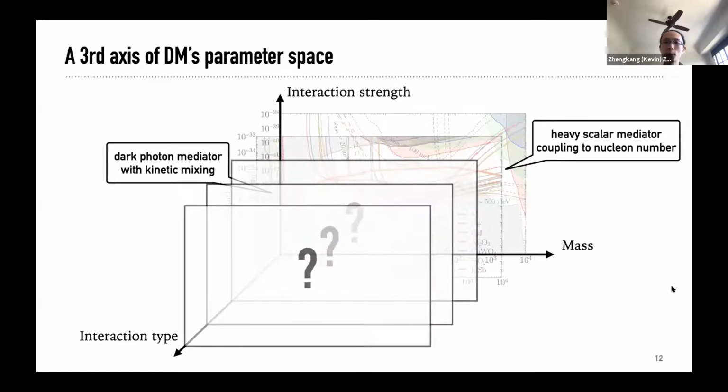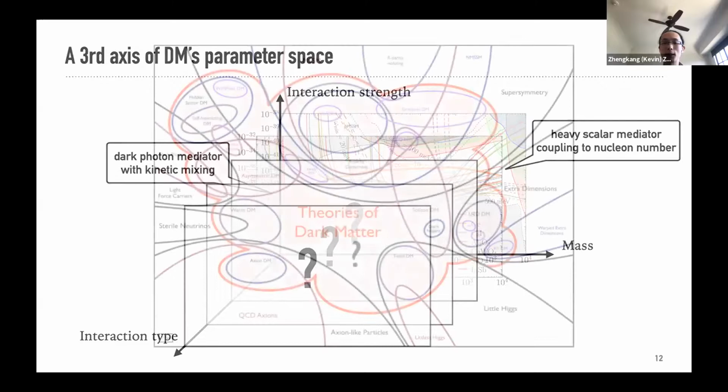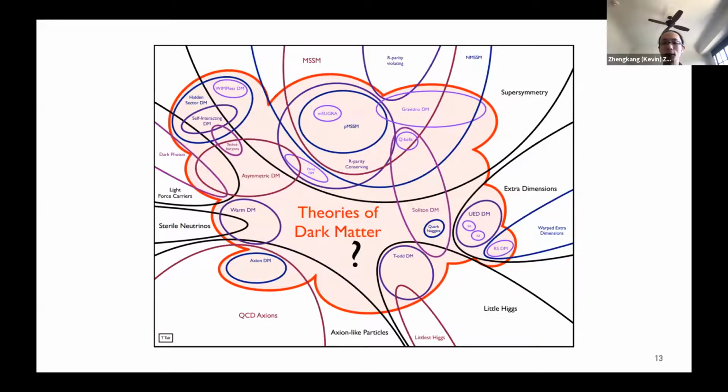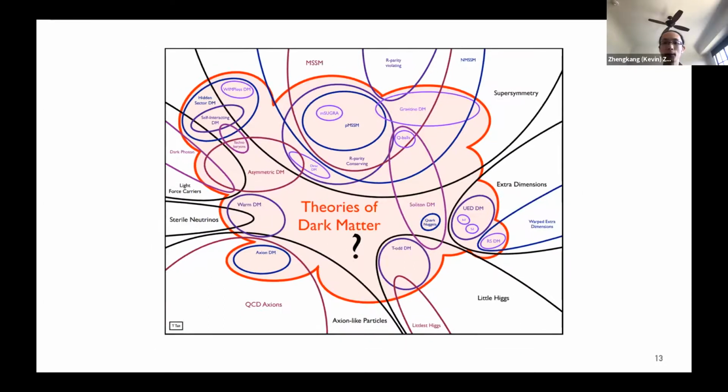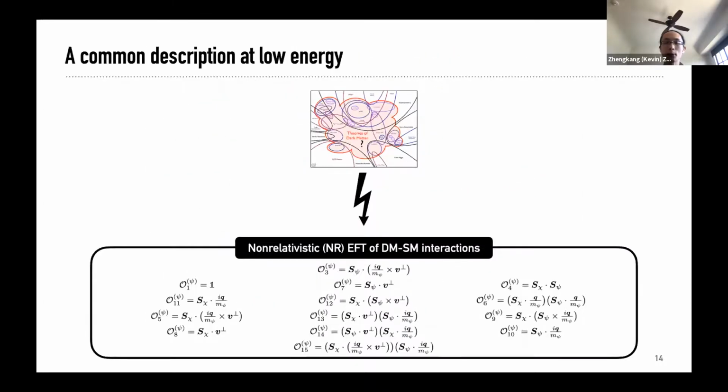But for now, just to motivate the introduction of using effective field theory, let me just mention that there are many more possibilities. And we can look at these slices of parameter space one by one, but that's really a lot of work. So we want to do something more general. And in fact, when we think about theories of dark matter, it can quickly get out of control. There are just too many well-motivated possibilities. So we want to have a common description at low energy, and that's what brought us to the idea of using effective field theories.